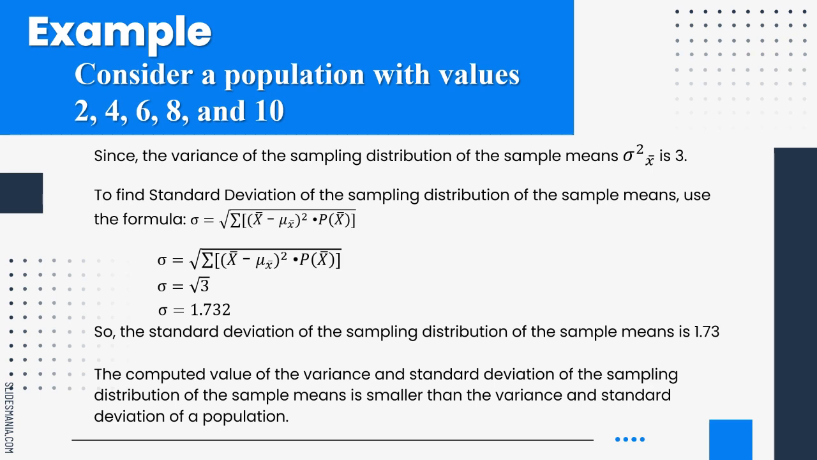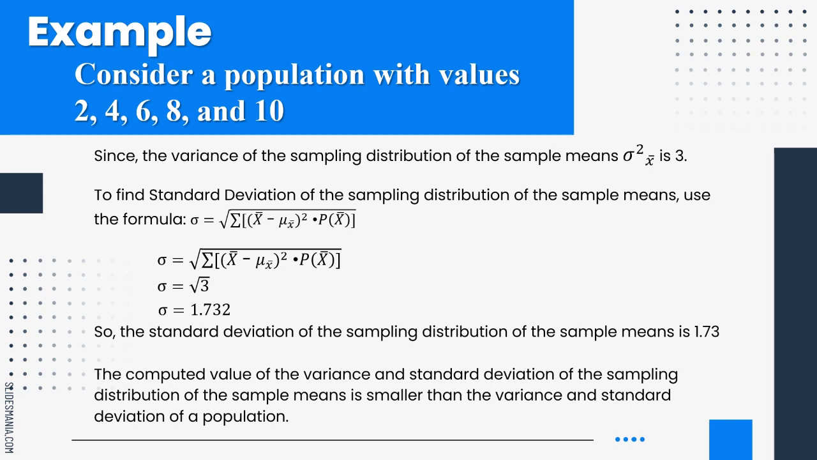Since the variance of the sampling distribution of the sample mean, sigma squared sub x bar, is 3, to find the standard deviation of the sampling distribution of the sample means, use the formula sigma is equal to the square root of the summation of the quantity of x bar minus mu sub x bar squared multiplied to p of x bar. That is, sigma is equal to the square root of 3, which is equal to 1.732. So the standard deviation of the sampling distribution of the sample means is 1.732.